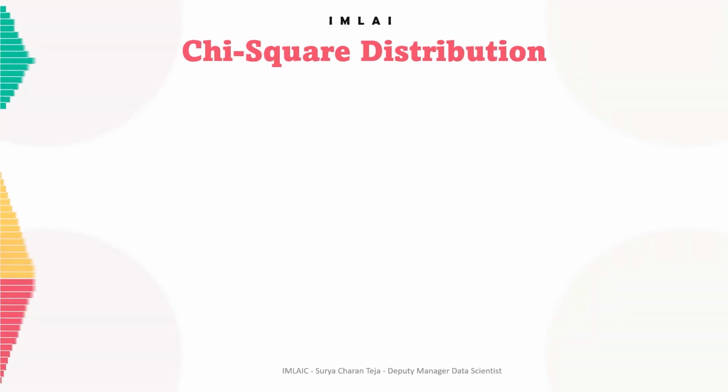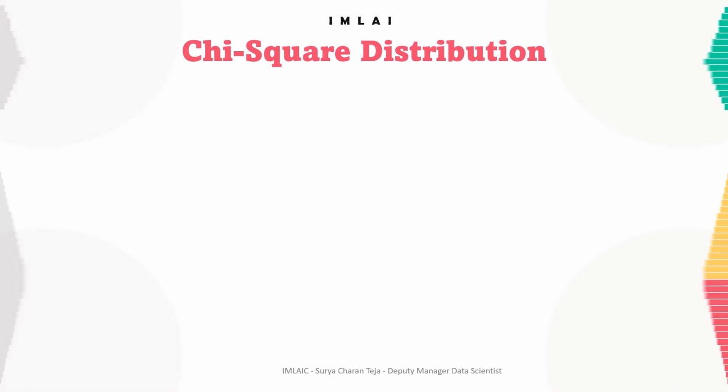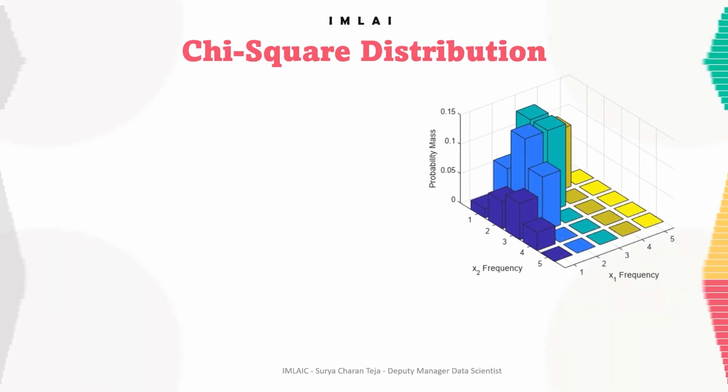That is a chi-square distribution. But if you want to understand the chi-square better, you need to know about one more type of distribution, which is known as the multinomial distribution. The multinomial distribution is a probability distribution that describes the probabilities of observing a categorical variable with k possible outcomes. Here k possible outcomes are nothing but the k number of categories, in a sequence of n independent trials, where the probability of each outcome remains constant across the trials.